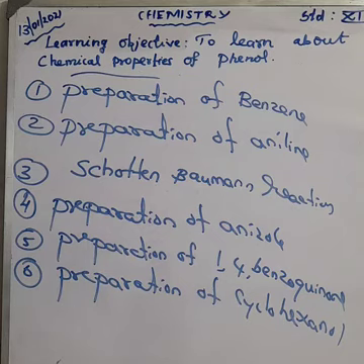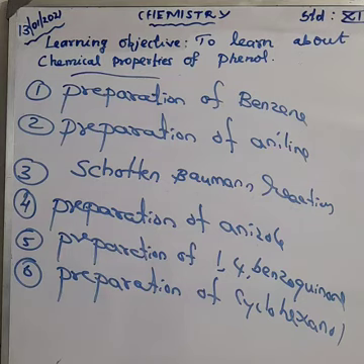The next one is about the preparation of 1,4 benzoquinone. That is the reaction between phenol with oxidation by acidified potassium dichromate and concentrated sulfuric acid. We get 1,4 benzoquinone. This is also an important question. Next, the last one. Preparation of cyclohexanol. That is phenol reacting with hydrogen in the presence of nickel at the temperature of 160 degrees Celsius. We get cyclohexanol.